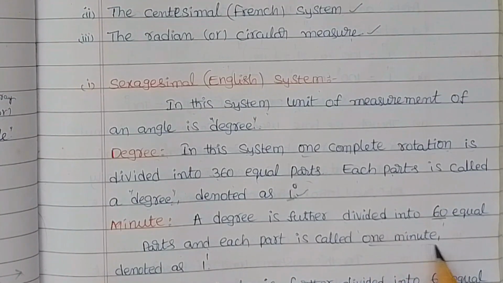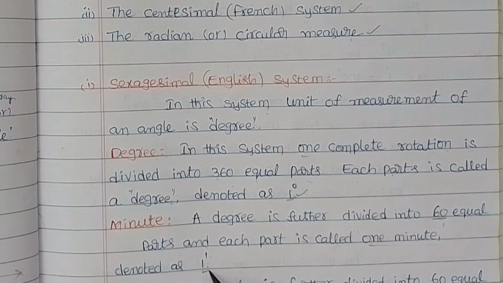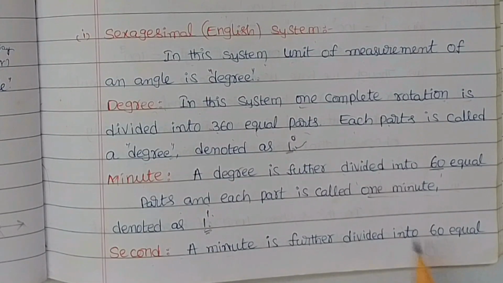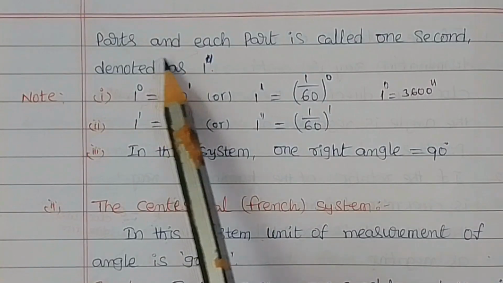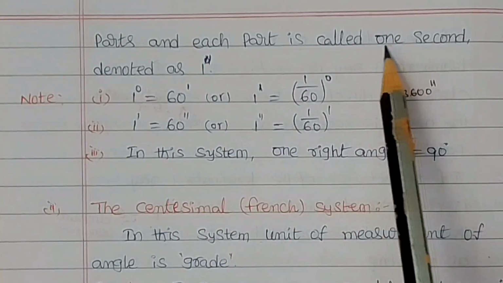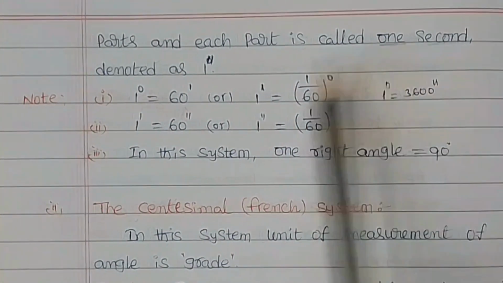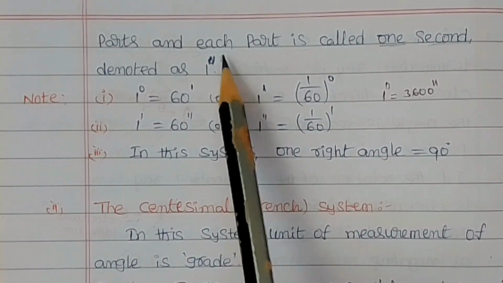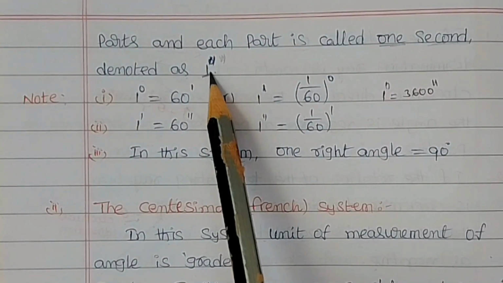1 minute is denoted by the minute symbol. A minute is further divided into 60 equal parts, and each part is called 1 second. It is denoted by the second symbol.